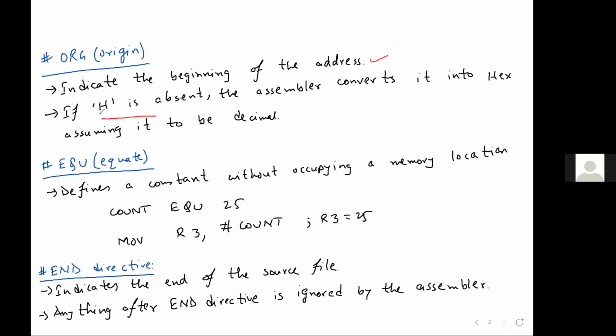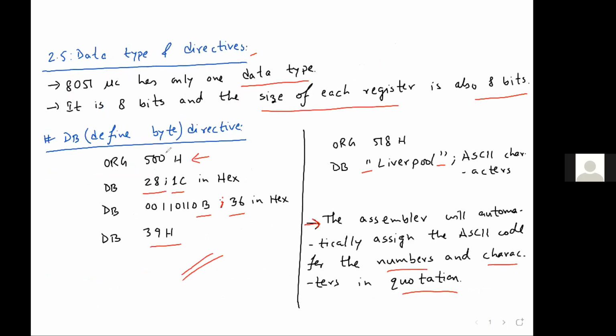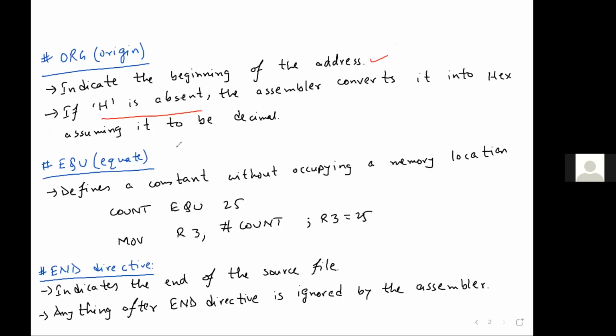If H is absent, if I go back to my previous page, sorry, those who are writing, I'll come back. You see that after writing the number, we always provide H. However, if H is absent, the assembler will treat the number as decimal and convert it into hex. This is an important part for you to remember, because when you write codes on your own, you will always provide H, because it becomes easier for other address calculations.